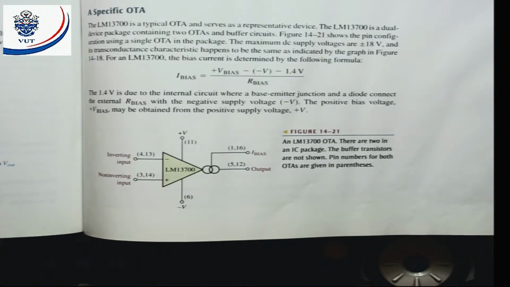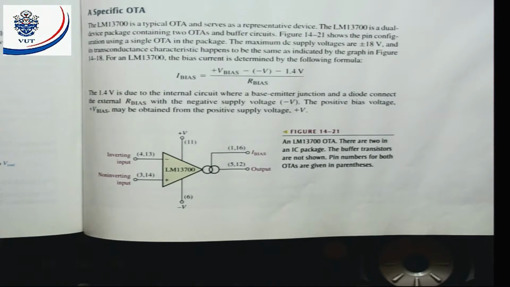The maximum DC supply voltage is plus minus 18 volts, and the transconductance characteristics happen to be the same as indicated by the graph in figure 14.18. For an LM13700, the bias current is determined by the following formula.